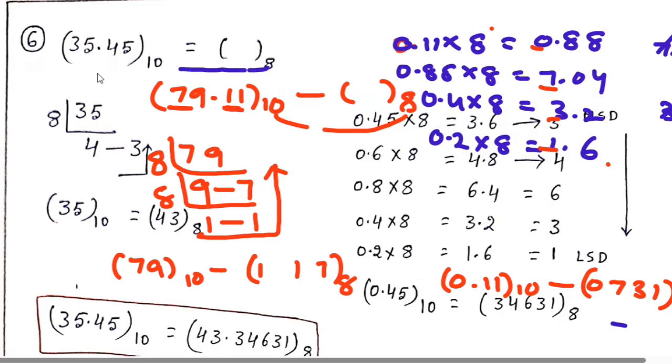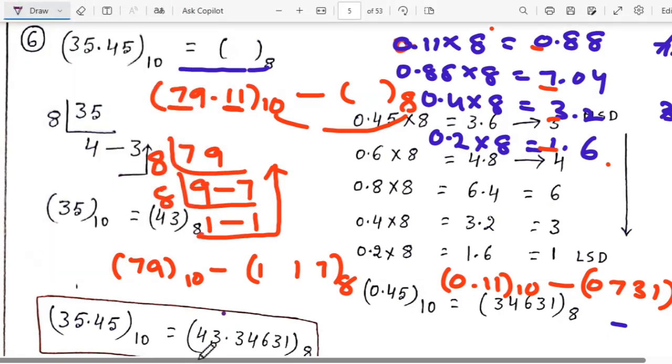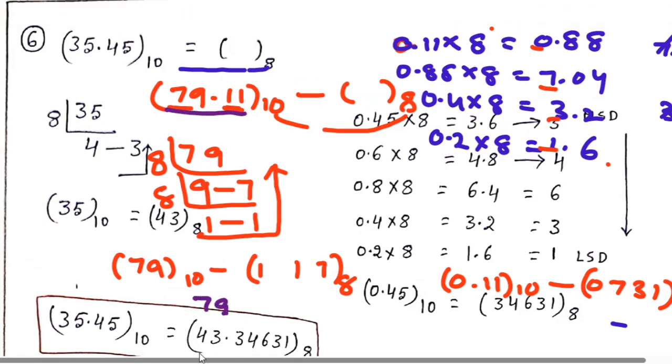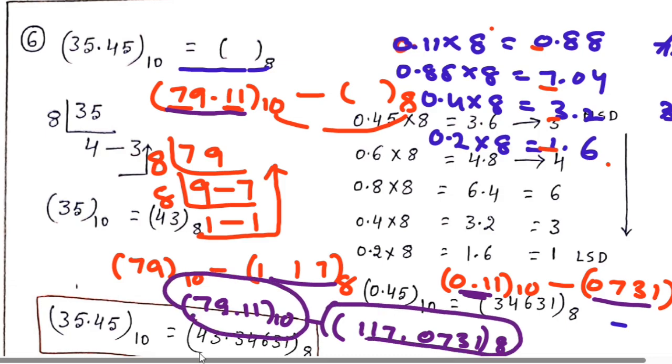Finally I'm going to combine these two. What's the requirement? 79.11. The decimal number converted: the equivalent value of 79 is 117, and the equivalent of 0.11 is 0731. So in this way we convert the decimal number system into the octal number system. Thank you very much. Thanks for watching.